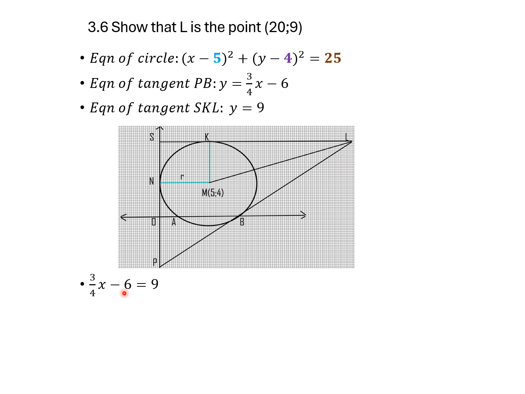Right? From there, if I take negative 6 over to the other side, 9 plus 6 gives me 15. And from there, I'm going to say 15 times 4, which gives me 60, divided by 3, which would then give me 20. So from there, you see 15 times 4, I'm always multiplying the denominator across, and I divide by the numerator. So 15 times 4 divided by 3 gives me 60 over 3 equals 20. So x equals 20, therefore L is then (20, 9). Alright, so I hope you follow how I got that.